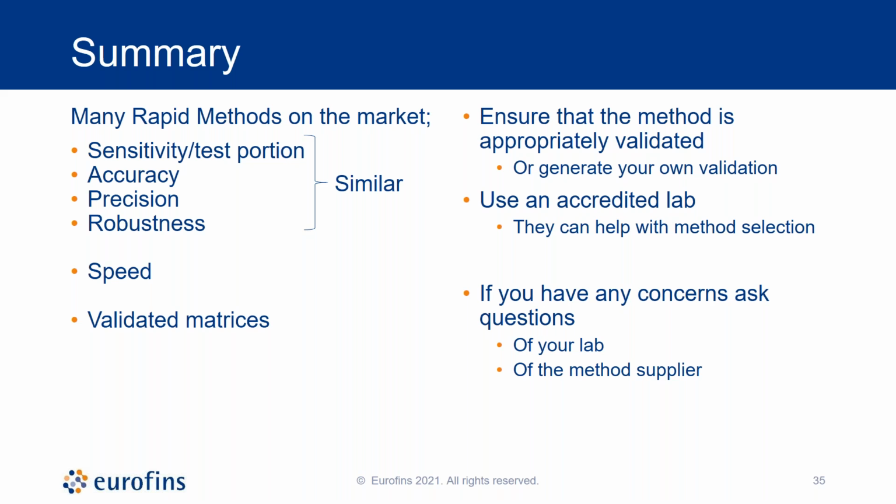So the total time to result is something you can get from the validation certificate. The validated list of matrices you can get from there too. It's definitely worth ensuring that the method is appropriately validated for your matrices, which can be as simple as asking the manufacturer, or might involve generating your own validation. We would, of course, strongly recommend that you use an accredited lab who can not only help with method selection, but could also help with that additional validation.